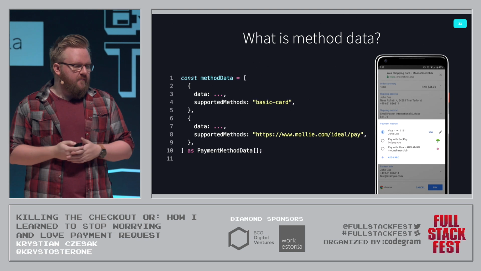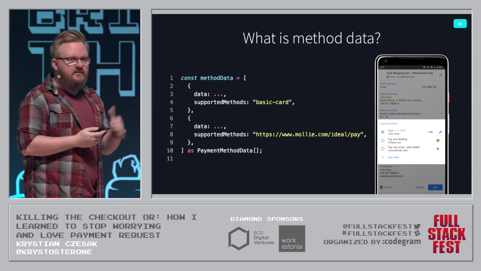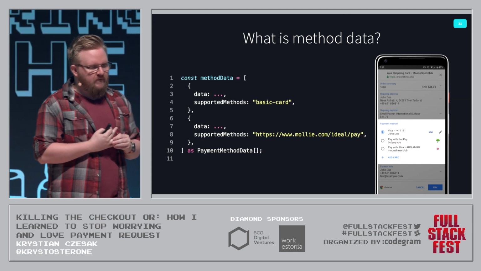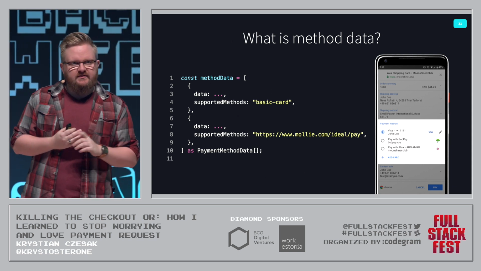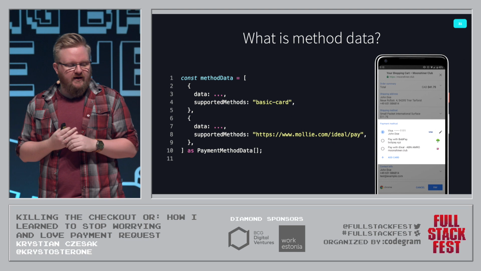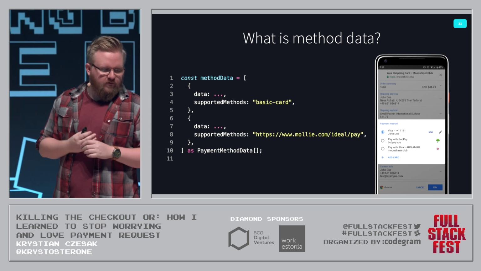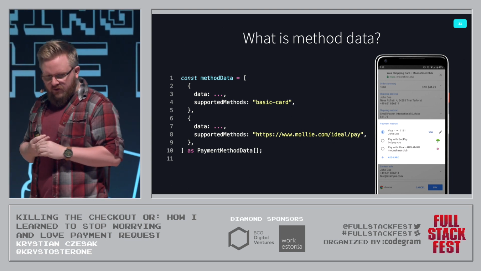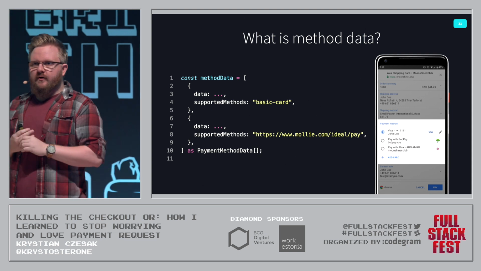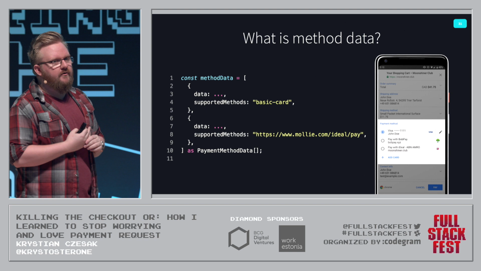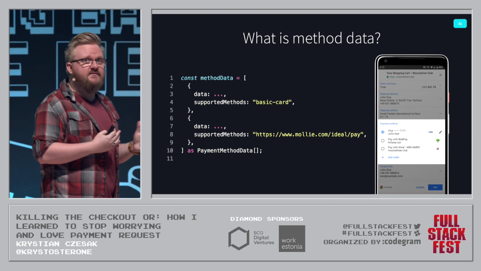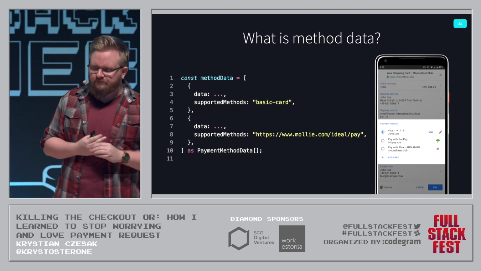If we quickly look at the method data that you have to pass into PaymentRequest, it looks something like this. And the most interesting part here is the supported methods key, right? So you have basic card and a URL-based one, Mollie iDEAL. Now you have 2 choices for passing in the string here. Those are called payment method identifiers, and they can either be standardized or URL-based.